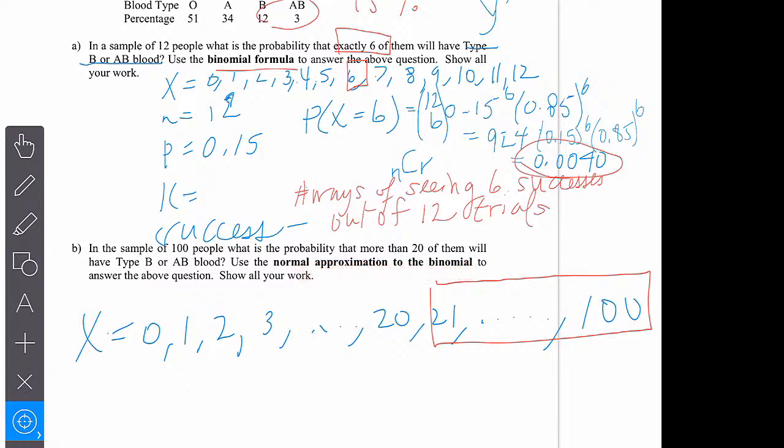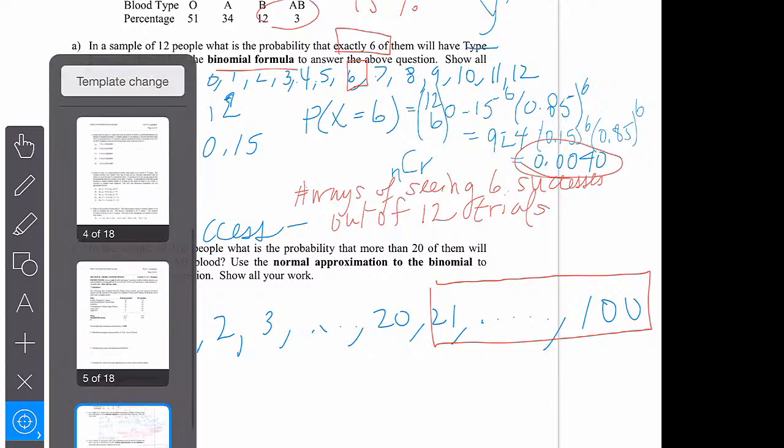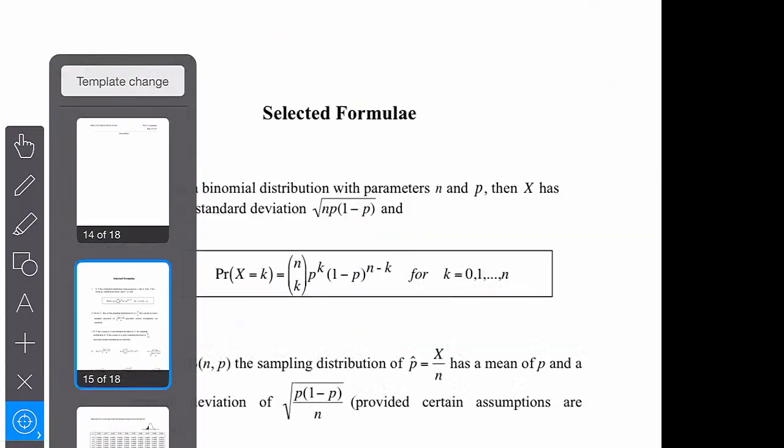Okay, so when we have to calculate using this formula many times, like more than 3 times, in this case we're going to have to do it like 79 or 80 times. 100 minus 21, yeah, 80 times. So rather than doing it 80 times, we are just going to use the normal approximation. How do we do that? Look at our formula sheet.